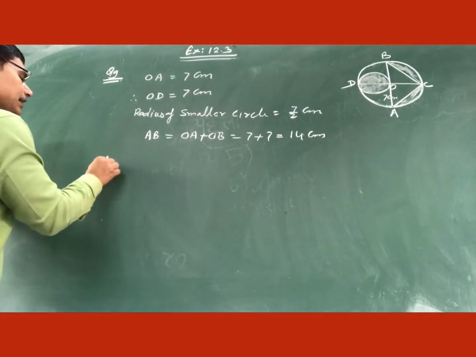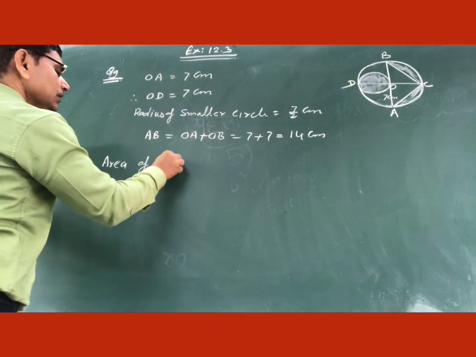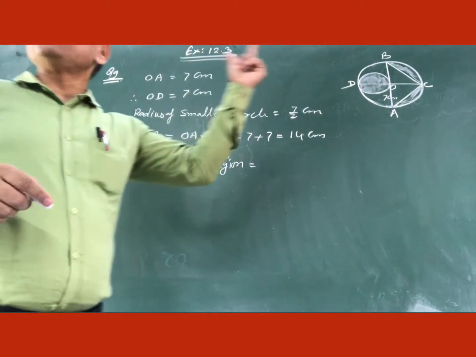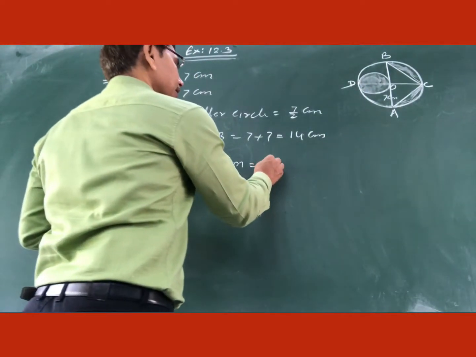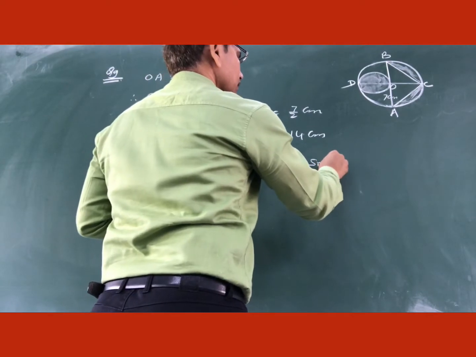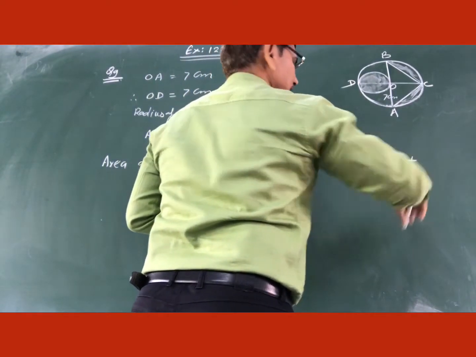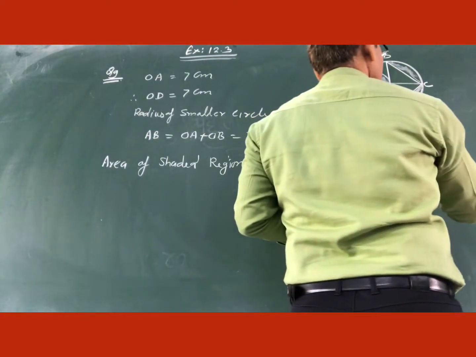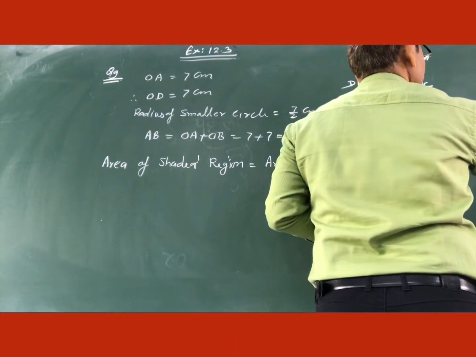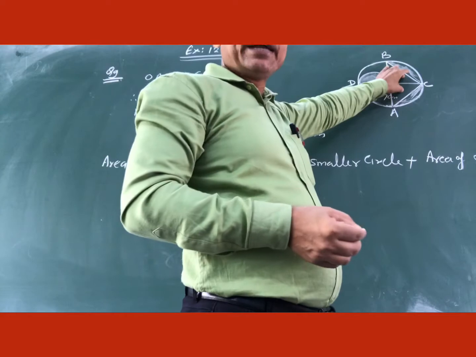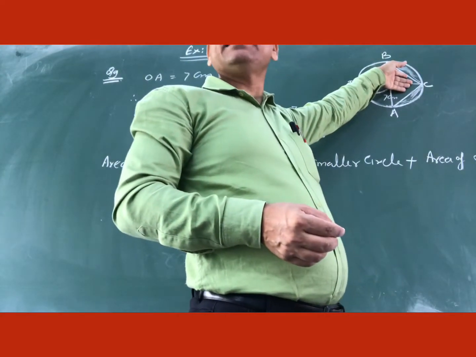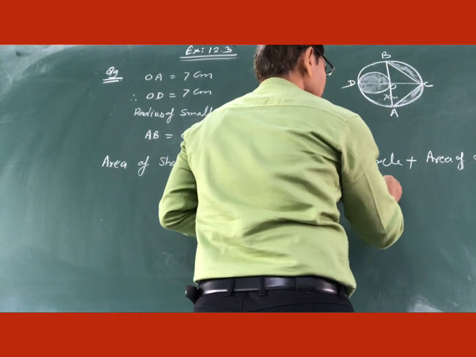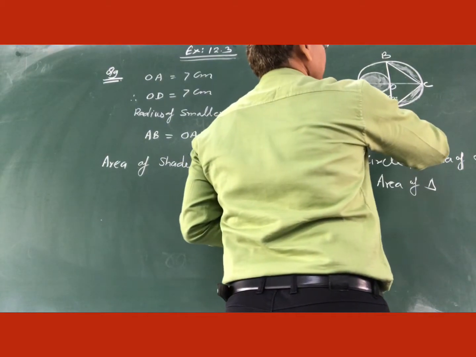So you will write area of shaded region equal to area of smaller circle, because this is shaded, plus area of semicircle, correct, absolutely right answer, minus area of triangle. In the semicircle, if you subtract the area of the triangle, you will get the shaded part. So you will write minus area of triangle ABC.